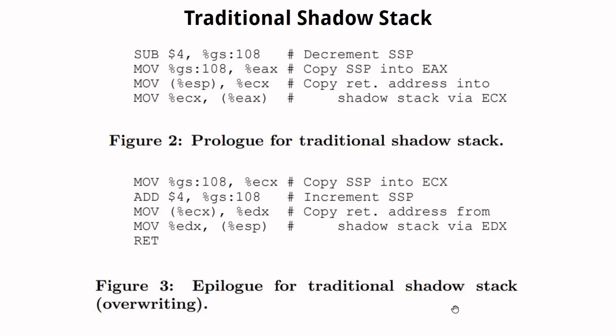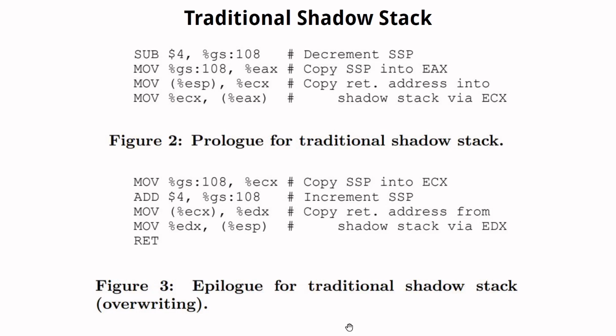So the epilogue, obviously, there are many ways to implement this. We can compare the value in the main stack and the shadow stack to see if they match. If they don't match, we can just crash the program. That's one way to do it. A second way is when we return, we just use the address in the shadow stack. We do not use the address in the main stack. That's the second approach. The third approach is we can copy whatever is in the shadow stack back to the main stack, then return to that address.